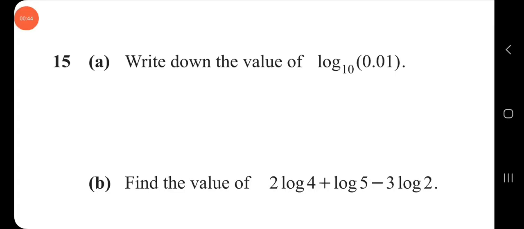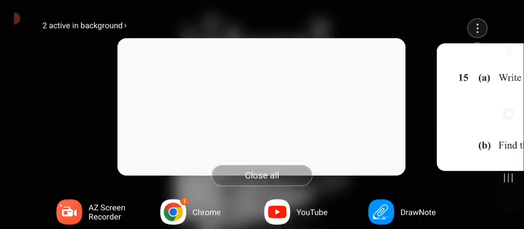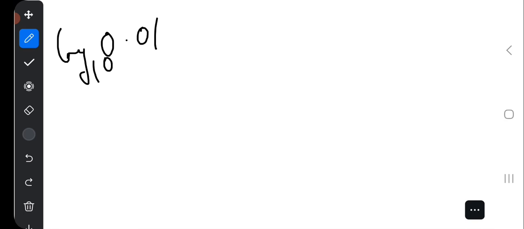So the question is part A. Write down the value of log 0.01 to the base 10. Okay, let's try. So write down the value of log 0.01 to the base 10.